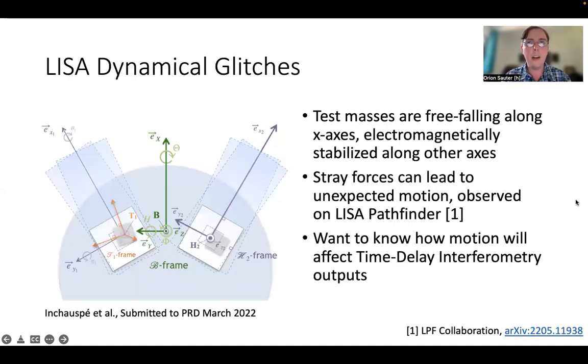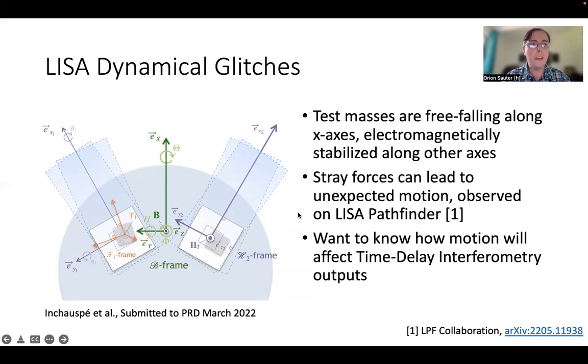So first, I want to give you an idea of the system that we're working with here. This is one of the 3 LISA spacecraft, and inside each we've got 2 MOSAs that point to the opposing spacecraft. Inside each MOSA is the electric housing and the test mass. In the test mass coordinates, the x-axis points toward the opposing spacecraft, and the test masses are required to be free-falling.